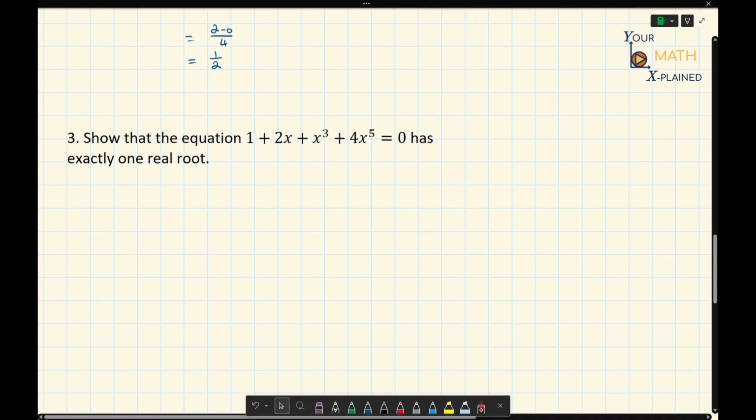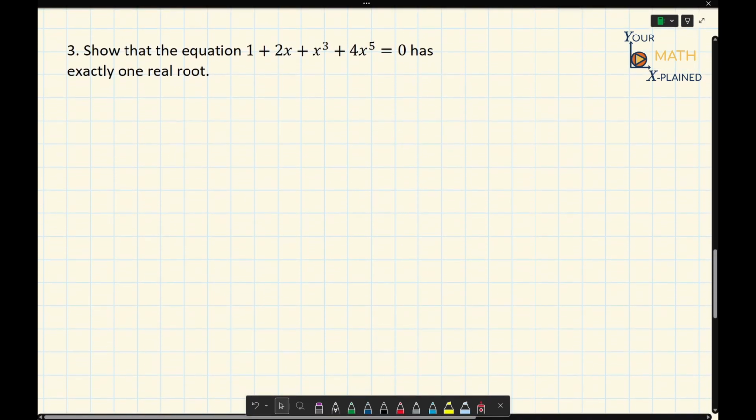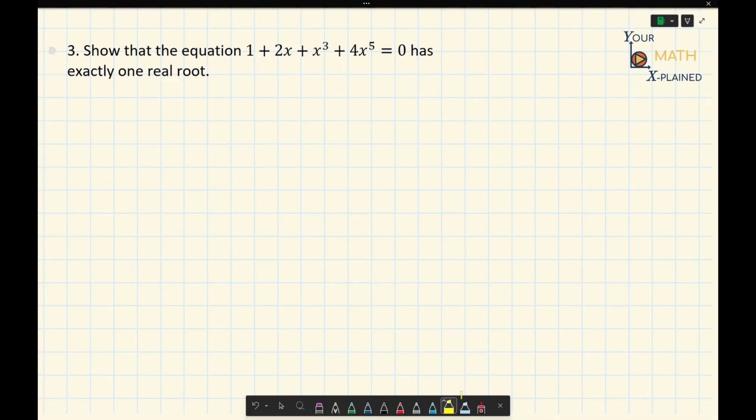And for our last example, we're going to take a look at how the mean value theorem can be useful in certain proofs. Here, we want to show that this equation has exactly one real root. So notice that this is a 5th degree polynomial, and we have no easy way of solving for it, which is fine because we're not asked to find what the root is. We're just asked to show that there is exactly one real root.